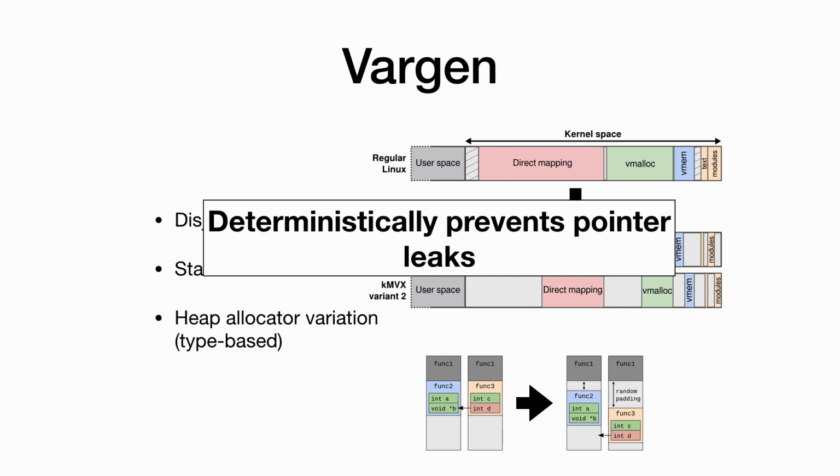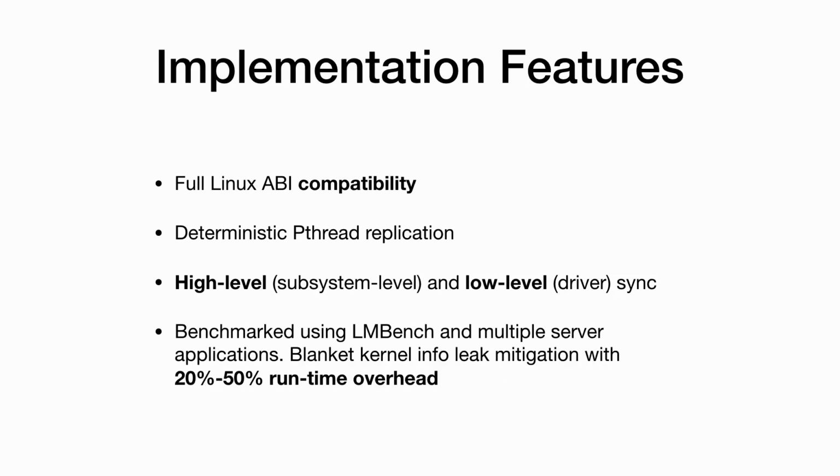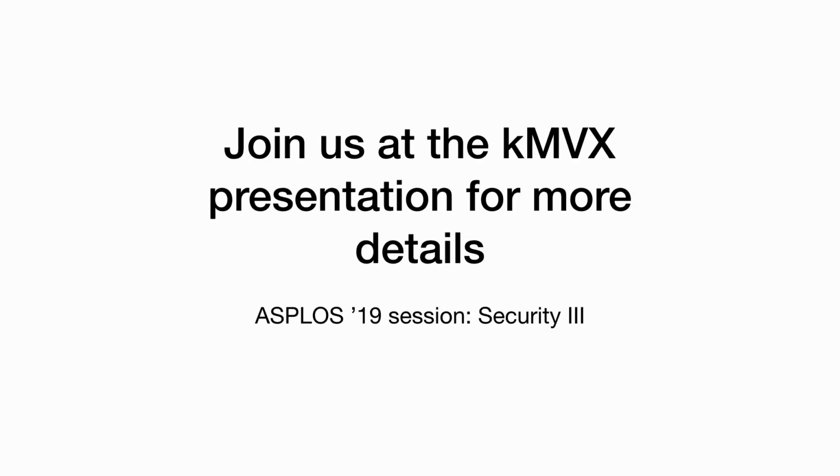detect this divergence. We implemented our kMVX prototype on top of Linux, keeping the full Linux API compatibility even for multi-thread applications. For compatibility, we support two modes of subsystem replication, allowing us to easily keep I/O consistency between the variants using a high-level subsystem replication, while also allowing us to run as much diversified code in both variants using a low-level replication mechanism. We achieve this blanket kernel info leak mitigation at a runtime overhead of 20 to 50%.